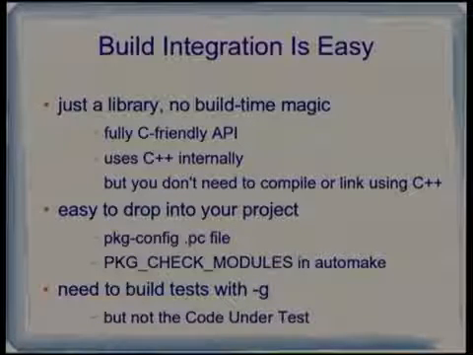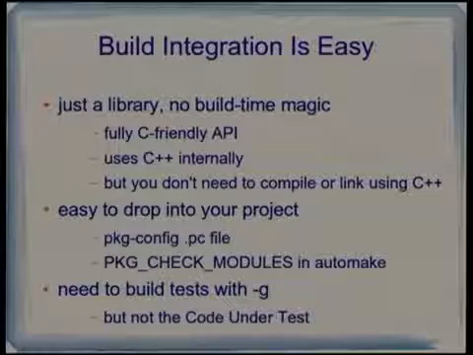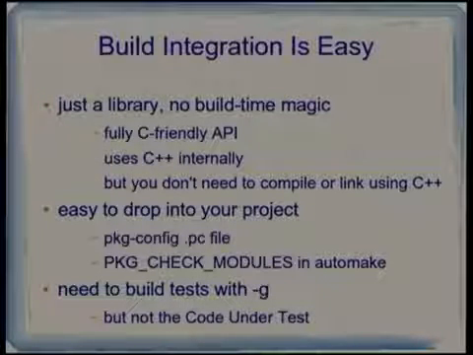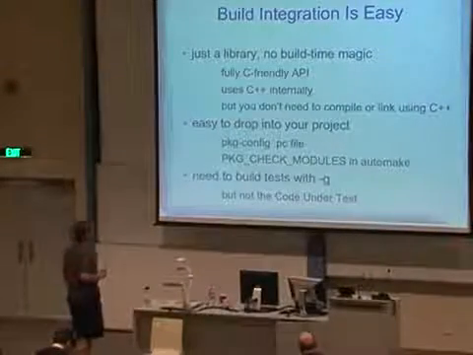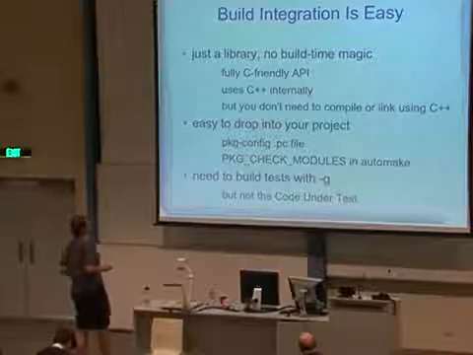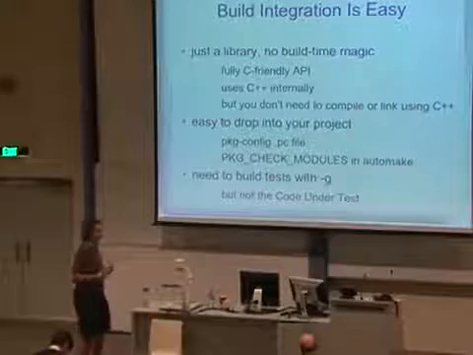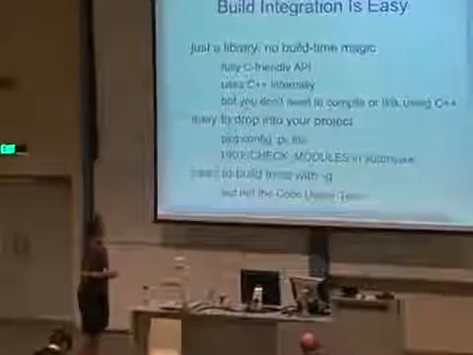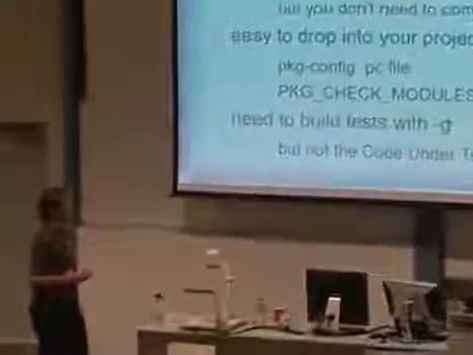So build integration. Build integration is really easy because it's just a library. And it uses C++ internally. The whole thing is actually written internally in C++, but there's a complete C API. You don't even need to link or compile any part of this thing with a C++ compiler. It's very easy to drop into your project. If anybody has any difficulty, tell me, I will fix that problem. It's designed to be as easy as possible to use. So I build you a .pc file, install it in the right place so that you can do this thing in your autoconf.